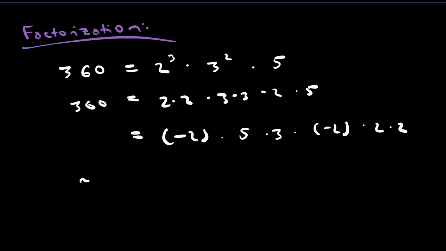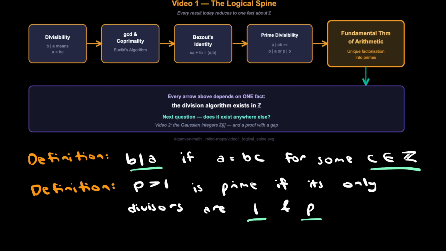So once again, here is our path for today's video. We're going to be looking at the 5 stepping stones, which are divisibility and primes, the greatest common divisor, Euclid's algorithm with Bézout's identity, one key lemma about primes dividing products, and then finally the fundamental theorem of arithmetic itself. And you can reference this logical spine as we go along. And by the end, you'll have the whole chain constructed from scratch, plus a clear sense of the single fact everything else quietly depends on.